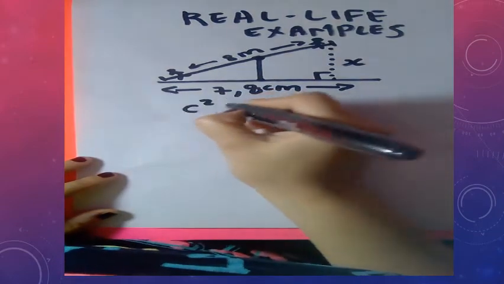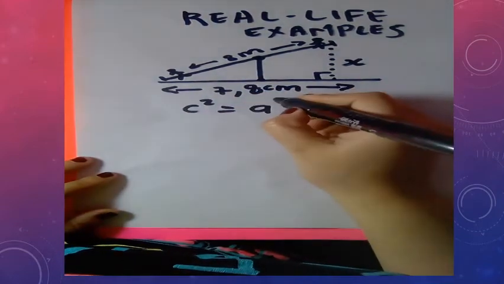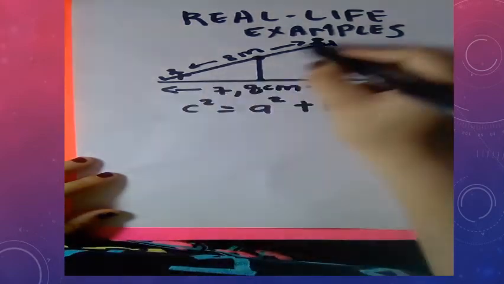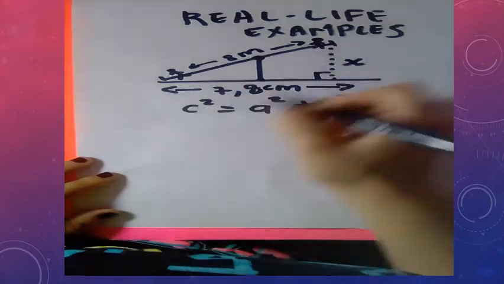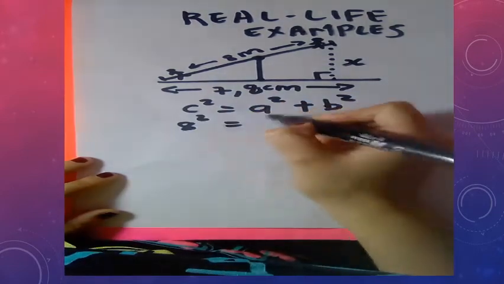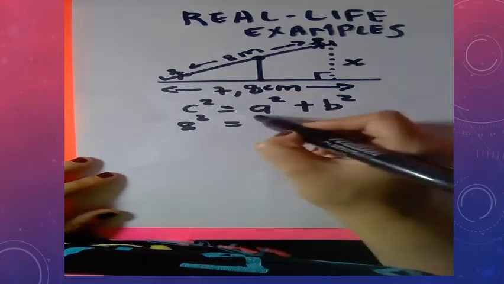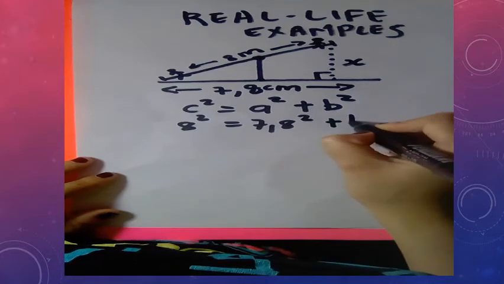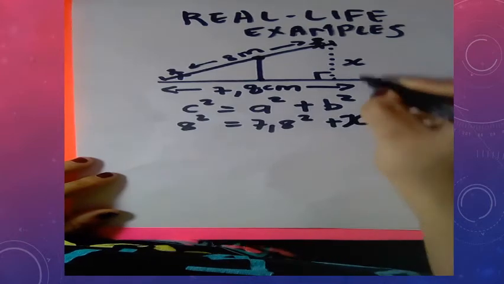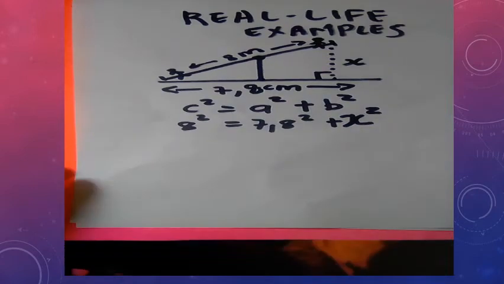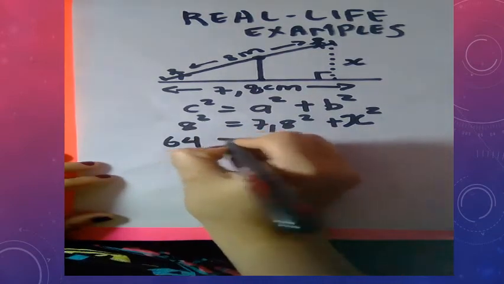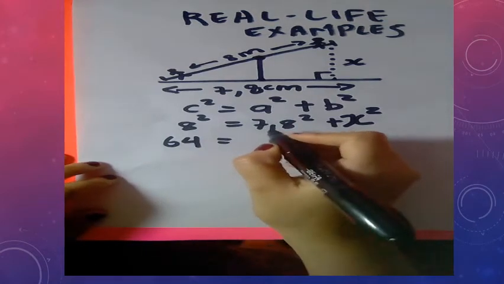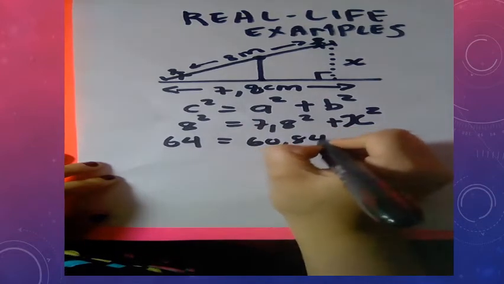Let's write down the formula for Pythagoras, which is c squared equals a squared plus b squared. C squared in this case would be the hypotenuse, which is opposite the 90-degree angle, 8 meters squared, and the a squared would be the 7.8 squared, and b squared is what we are looking for, and we named it x, so we have x squared. 8 squared is 64, and 7.8 squared is 60.84.